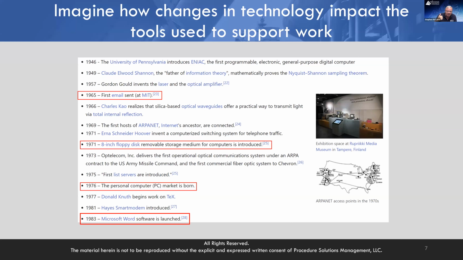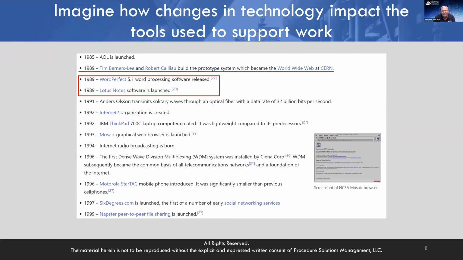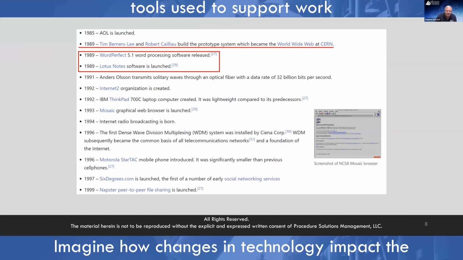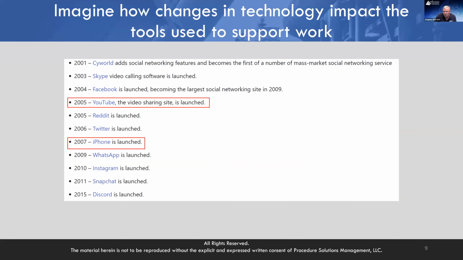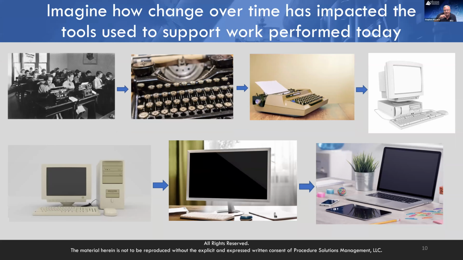1965, the first email. 71, an 8-inch floppy disk. 76, personal computers hit the market. For us in the procedure writing world, 1983, Microsoft Word. 89 or 90, WordPerfect and Lotus Notes, right? And then you go on there and say, all right, 2005, YouTube hits the market. 2007, iPhones, right? So imagine how change over time has impacted the tools used to support work performed today.